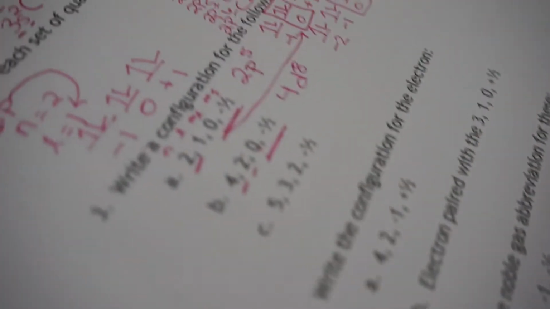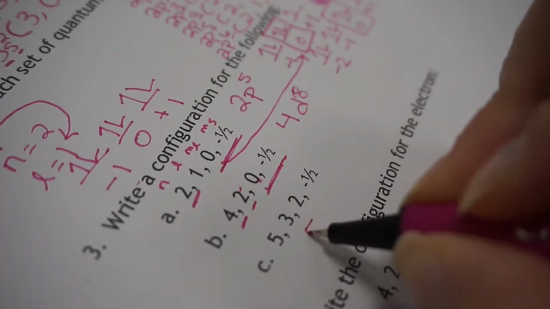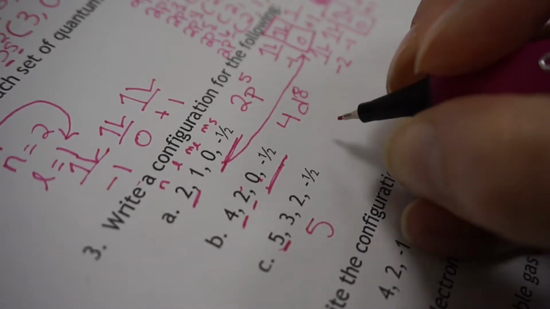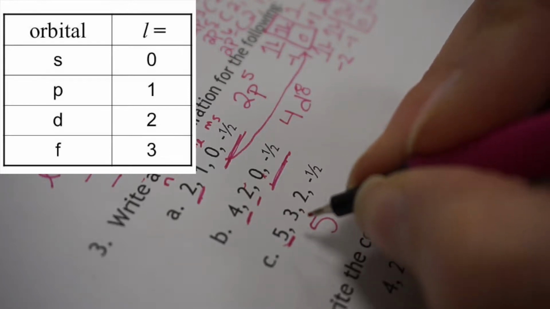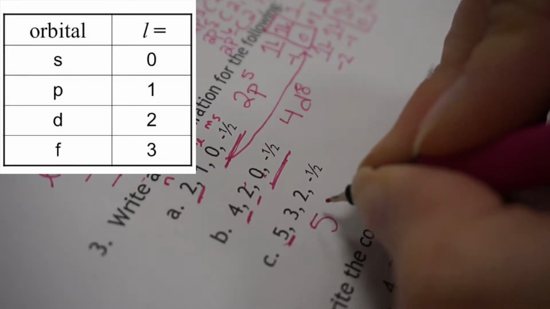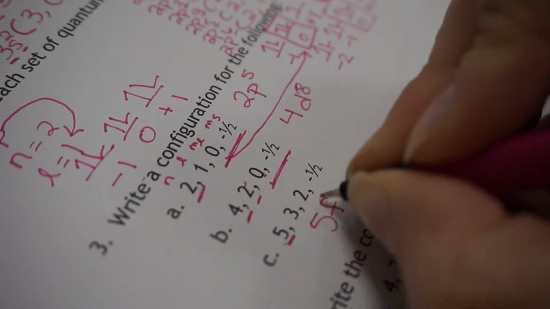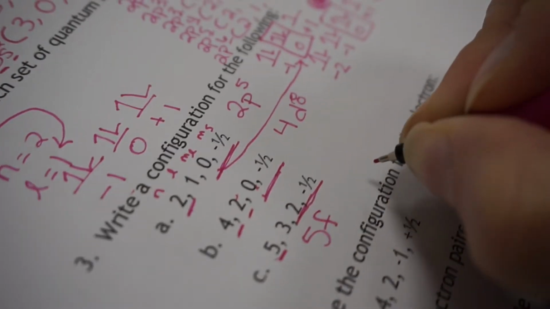Easy, huh? So the next one, I know it's going to start out at 5 because of this guy. 3, oh. So remember S is 0, 1 is P, 2 is D, 3 is F. So we have 3, so it's going to be 5F. Okay. And then we use these guys to find out how many electrons I have in the 5F orbital.